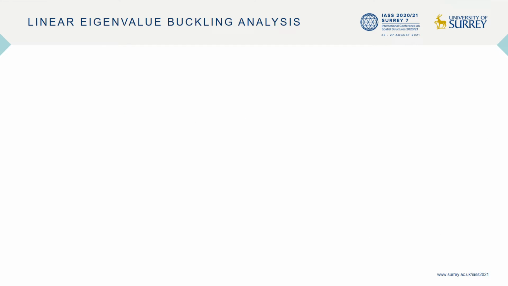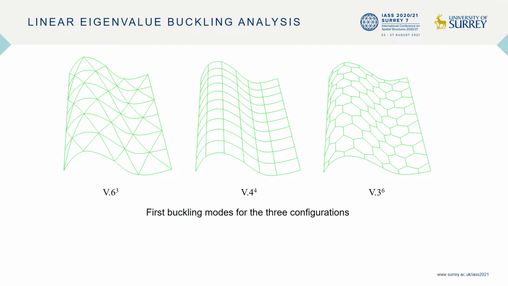Now to the linear eigenvalue buckling analysis. The first buckling modes of shells under uniformly distributed load are given here. All these shells have similar buckling modes, hence the first mode shape is independent of the average edge valency.